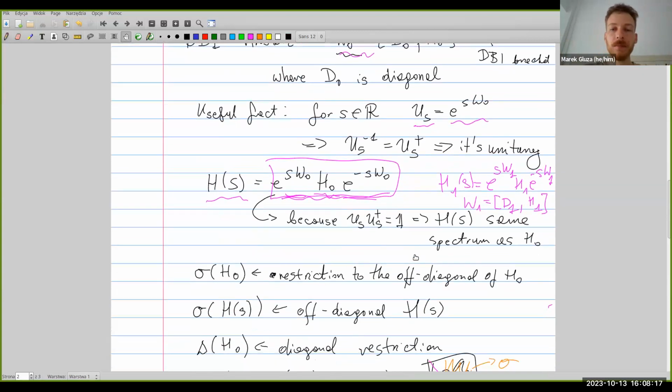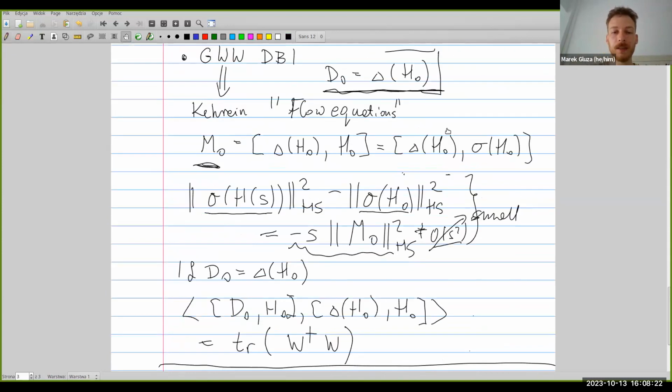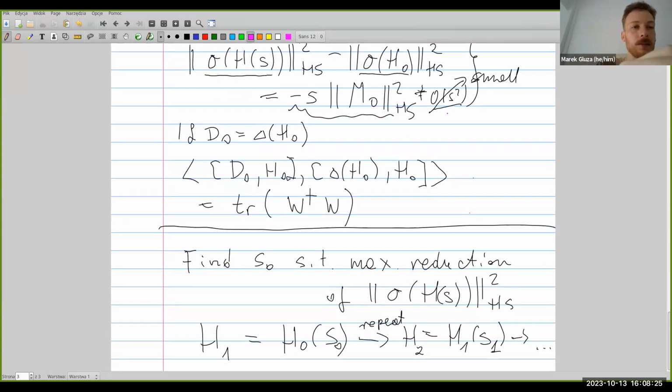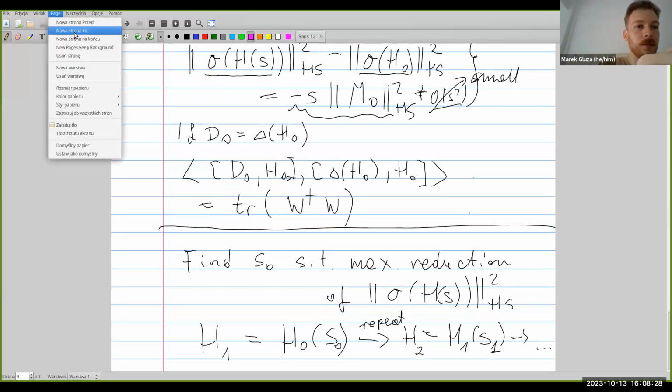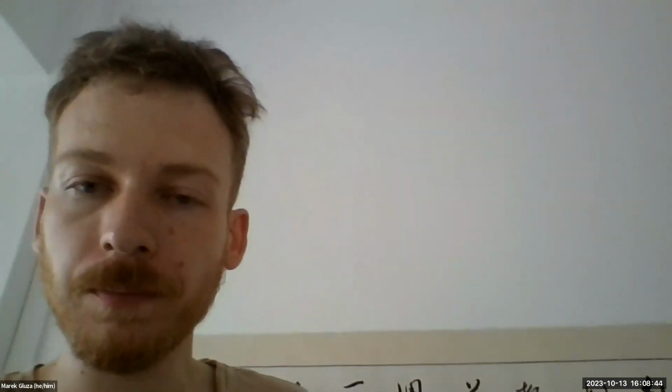Okay. So let's discuss a little bit how to do the proof. So I have a quick question. You said the GWW case is a special case, right? Where maybe we know the diagonal terms of this initial Hamiltonian, and we consider this DW as the diagonal of the Hamiltonian, right? But in the general case, when you don't know the H0, then what do you choose for this D0? Like any diagonal Hamiltonian or something? Any diagonal matrix? Yeah, yeah.